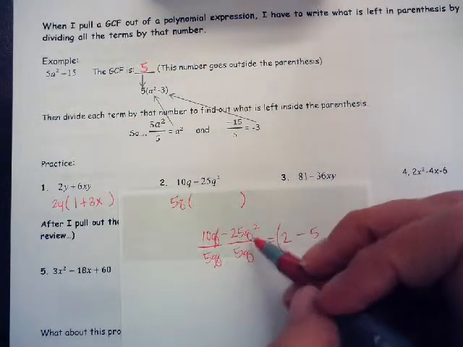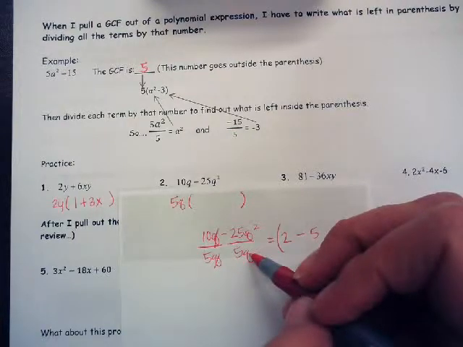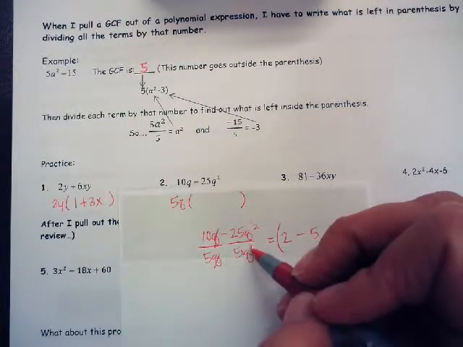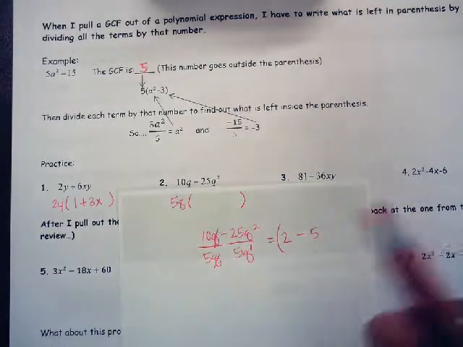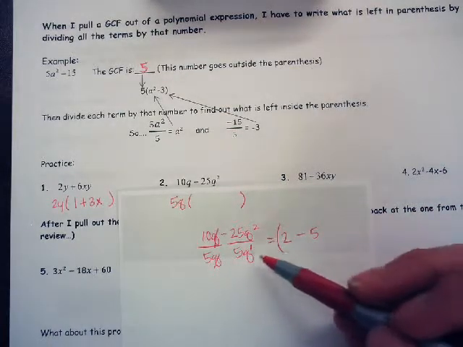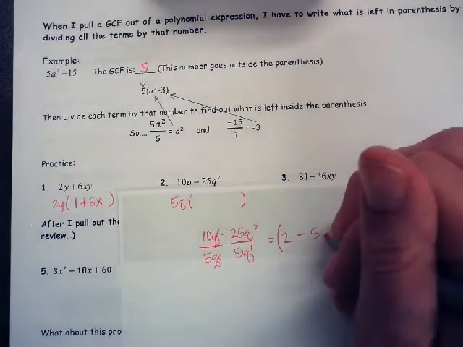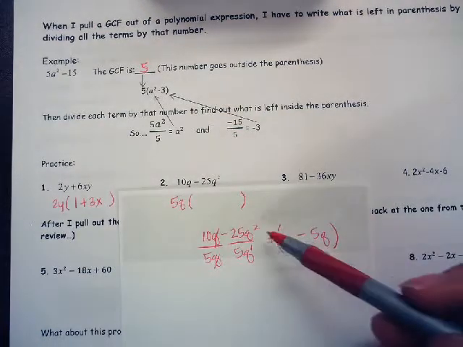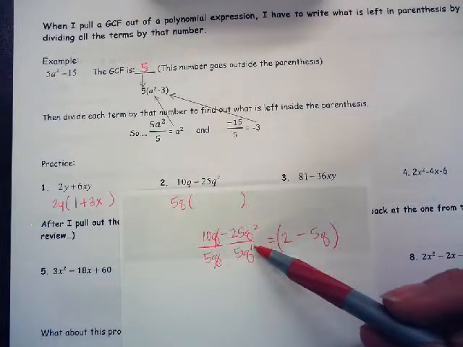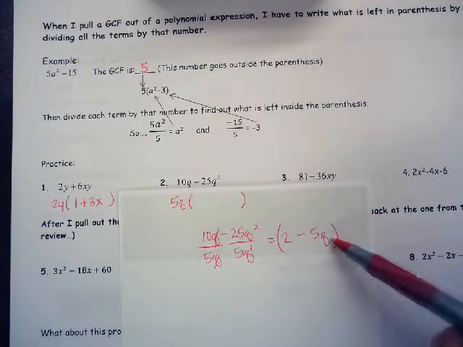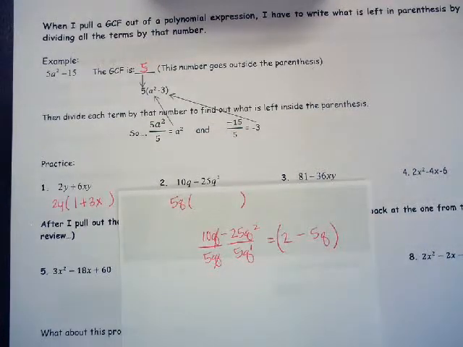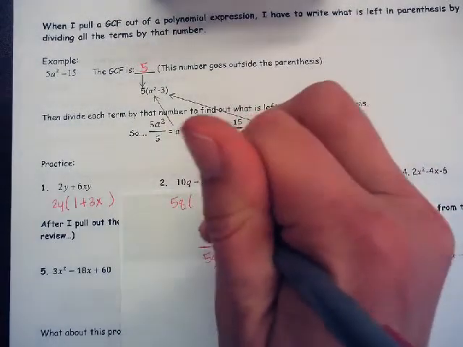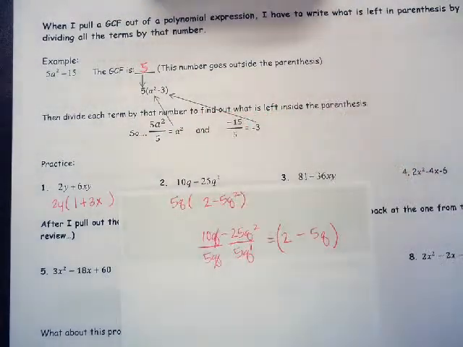And then I have negative 25 divided by 5 is negative 5. And then I have q squared divided by q. If we remember our exponent rules, this is like q to the first. So when I divide, I subtract exponents. So 2 minus 1 would leave me with just a q to the first on top. And since q squared is bigger than q to the first, that's also another clue that my q remains on the top. So it's just 2 minus 5q.